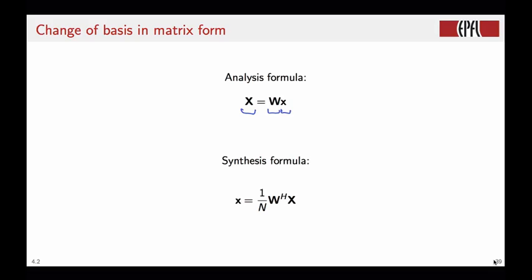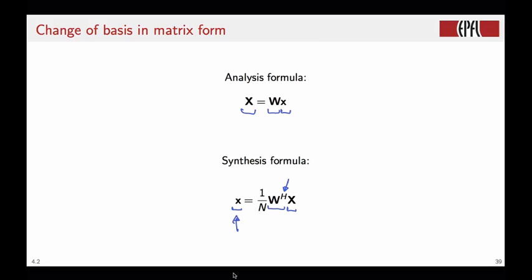Vice versa, the synthesis formula will allow us to retrieve the original vector in the canonical basis simply by applying the Hermitian operator to the matrix W. And I remind you that the Hermitian operator is a combination of transposition and conjugation of each element of the matrix. So we multiply the Fourier coefficient vector by this matrix and normalize by 1 over n, and we get back the original vector.